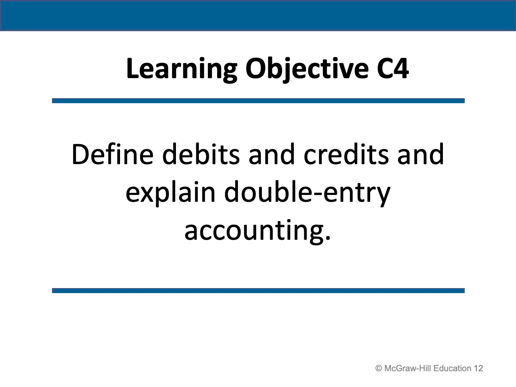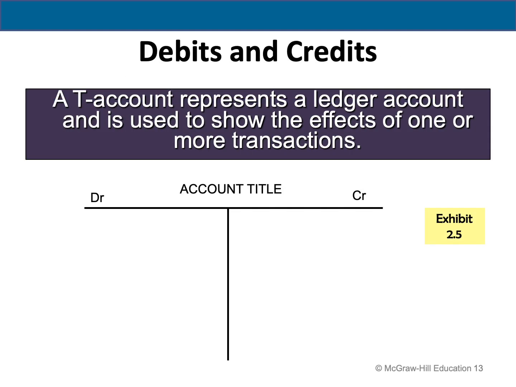Okay, now let's move on to the third learning objective, which is to define debit and credit and explain double entry accounting. What you can see here in Exhibit 2.5 is what we call the T account. And accountants often use the T account to represent the general ledger account. So if you want to see if the account is increasing or decreasing, we don't say increase or decrease. In accounting, we use debit and credit.